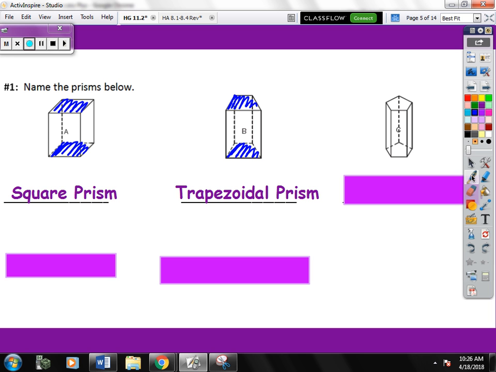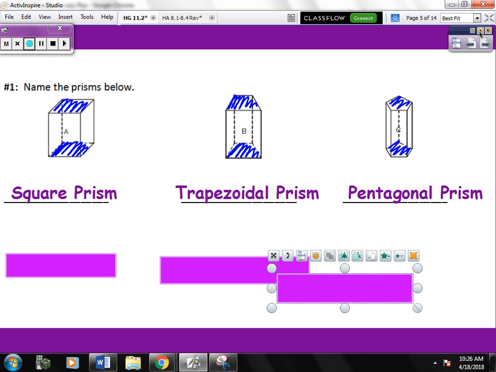And how about the last one? A pentagonal prism. Pentagonal prism. Sure. Pentagon prism. Yes. Penta is just making appearance stuff. Just like 40.